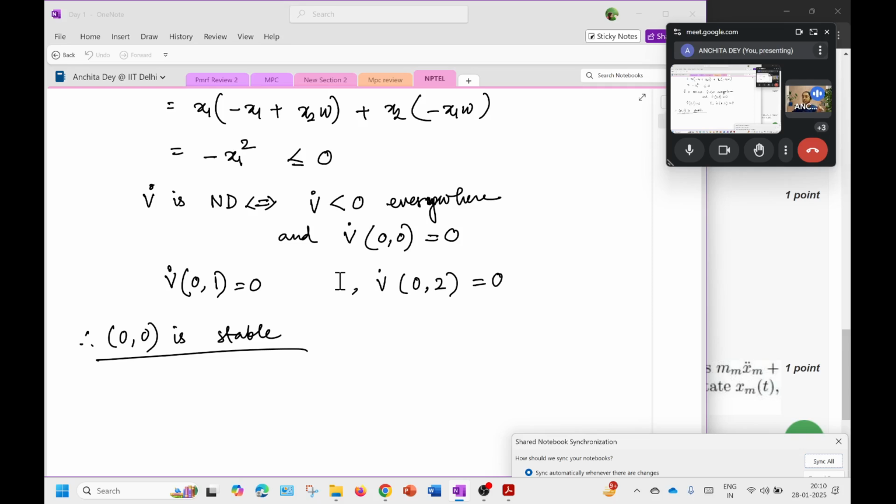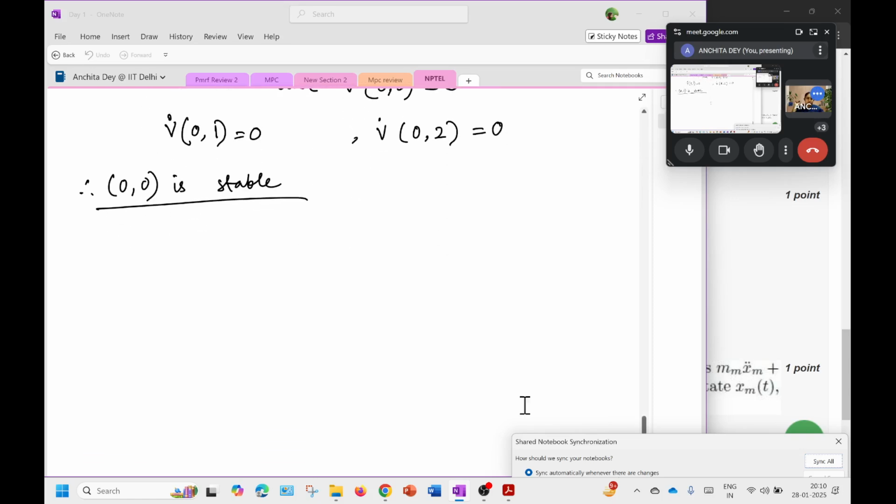So this example is still continuing actually. So we have (0, 0) to be stable. Now if we continue to use LaSalle's principle in this one, then we have V dot to be identically equal to 0, right? That should be the case. For invariance you need to be always at the 0.